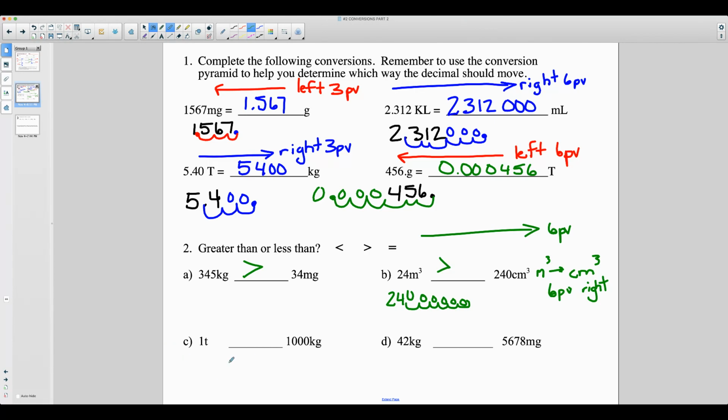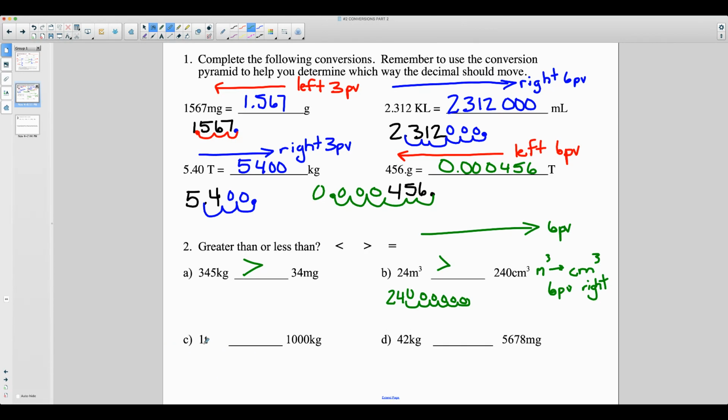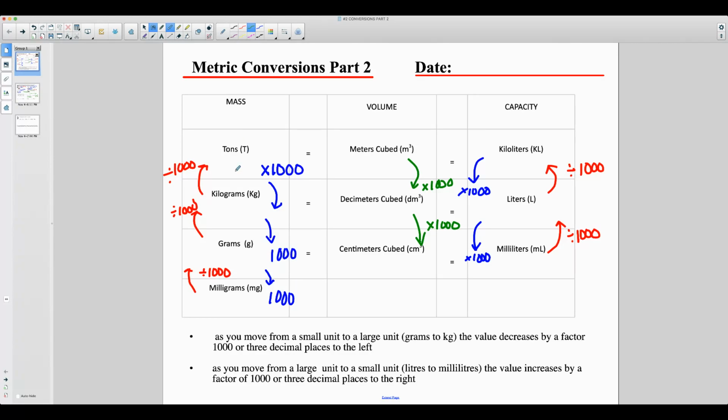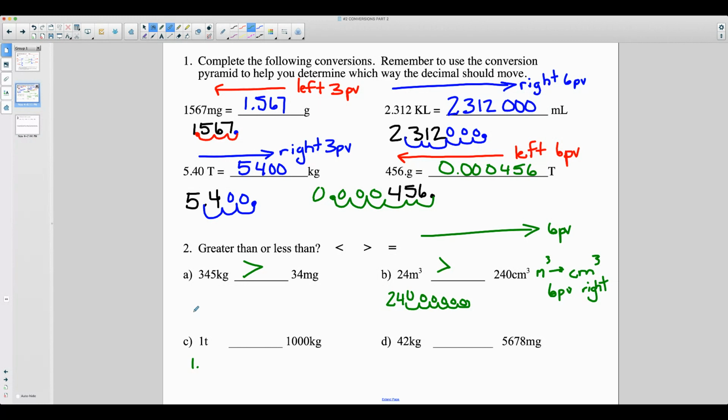What about 1 ton and 1 kilogram? Well, I'm going to convert tons to kilograms. When I look at the chart, it tells me tons to kilograms, I'm going to multiply it by 1,000. I've got to go from one unit to another. So it will be right 3 place values. You can just do it like that. So 1, 2, 3. Well, what do you know? We get 1,000. So they are actually equal.